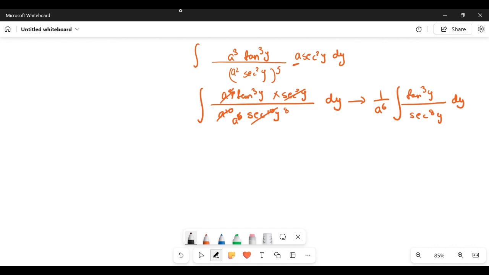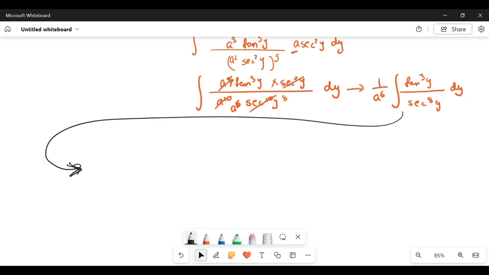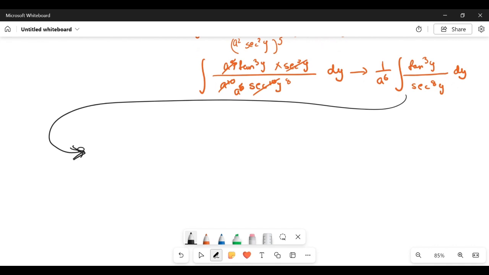All right. So from here let's see. Okay. So that would be 1 by a to the power 6 integration. Now we have here tan cube y, and we have here sec to the power 8 y. Right. So what we can do is write it like this: tan y into tan square y, and then here you will get sec to the power 8 y dy, right?